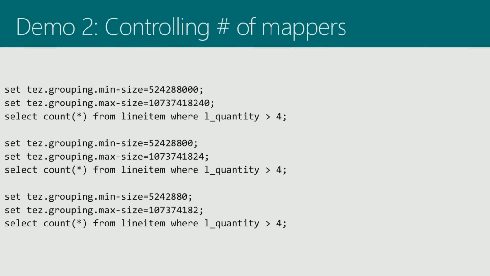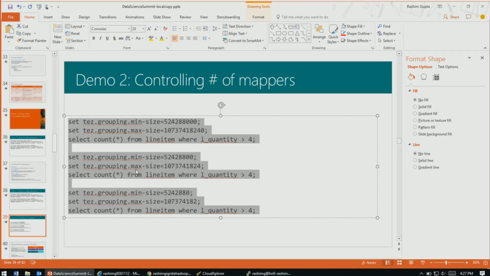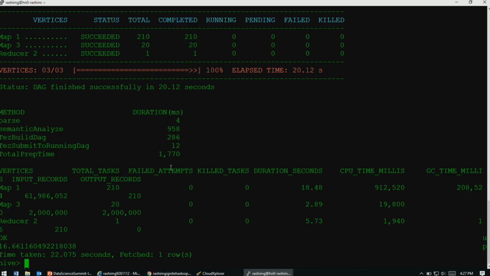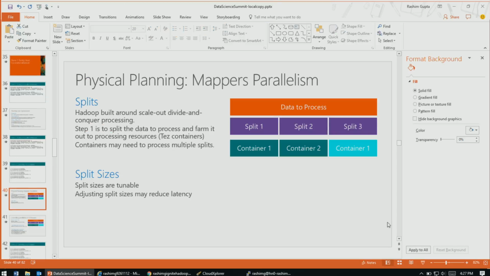Okay, so the next one is, I'll just not make it big screen because it's confusing PowerPoint right now. The next one I'm going to talk about is controlling the number of mappers. Let me just run the query, and then I'll come back to explaining it. Let's do the theory first.